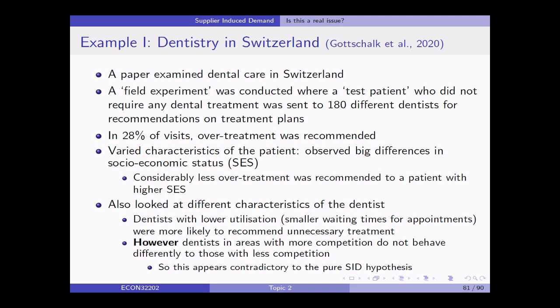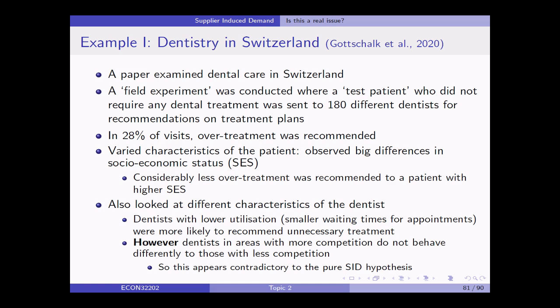where the researchers got a patient with perfect teeth. The person did not need any dental treatment at all. The researchers then sent this patient to 180 different dentists and asked them to recommend treatment for the patient. In 28% of visits, the dentist recommended treatment that wasn't needed. There was no medical reason for the treatment prescribed to be given, but yet 28% of dentists did recommend treatment that had no medical benefit at all.